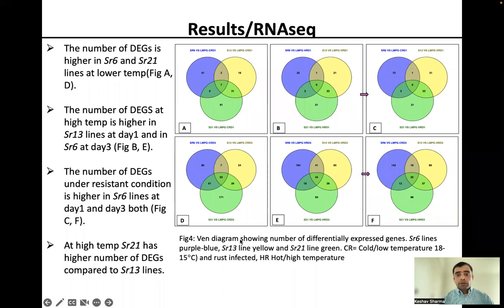So that means if you see at high temperature, day 1, SR21 definitely has a higher number of genes. And if you see here at day 3, it has a higher number of genes compared to SR13.